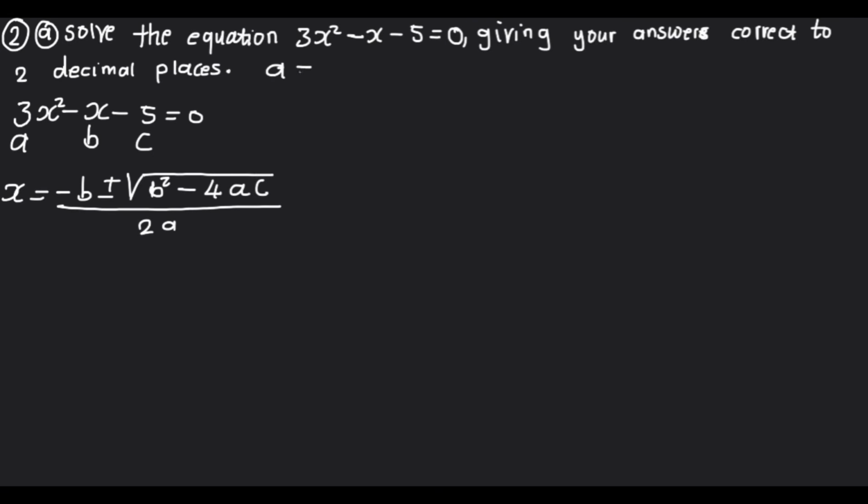So let's look at the value of a. The value of a is this one, which is positive 3. Then the value of b is negative 1 here. So that is negative 1. Then the value of c is negative 5.